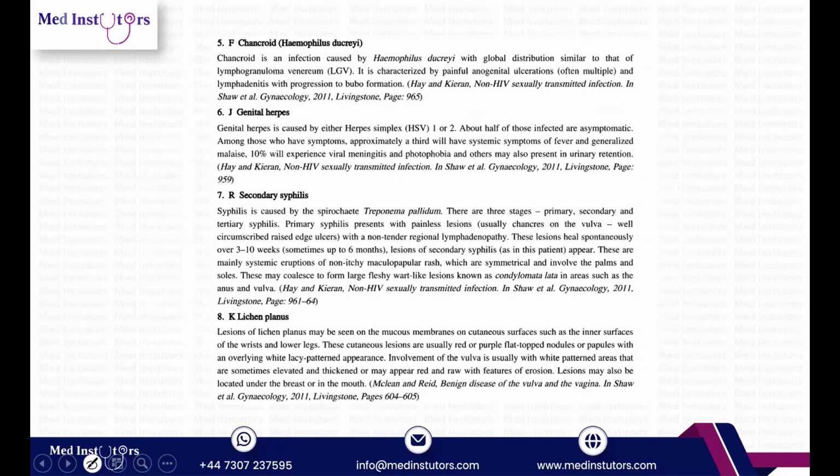Why lichen planus? Because lesions of lichen planus may be seen on the mucous membranes and on cutaneous surfaces, such as the inner surfaces of the wrists and lower legs. These cutaneous lesions are usually red or purple flat top nodules or papules with an overlaid white lacy pattern. Involvement of the vulva is usually with white patterned areas that are sometimes elevated and thickened and may appear red and raw. There are 4 P's.